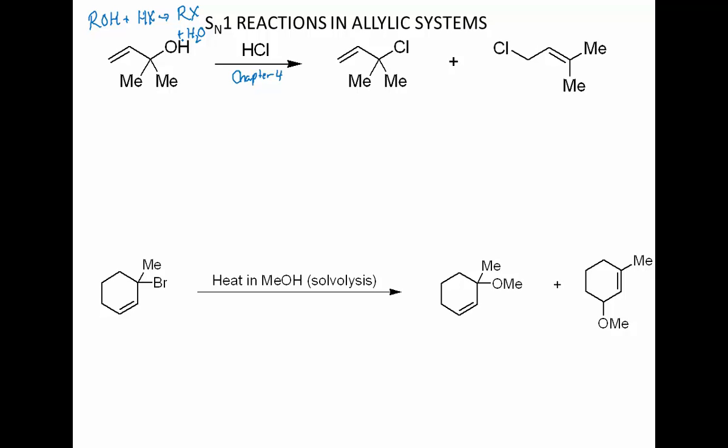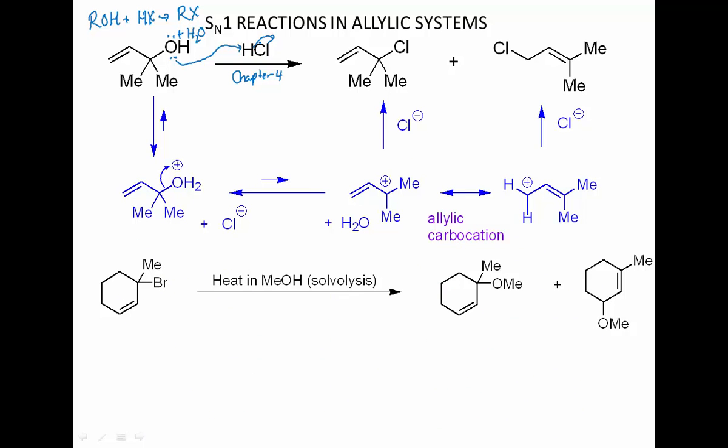Okay, let's look at the mechanism for these reactions. Of course, the first thing we want to do here is protonate the alcohol. Alright, so we get the protonated alcohol. We make the carbocation right here. And just like in chapter 4, this carbocation reacts with chloride ion to make the substitution product.